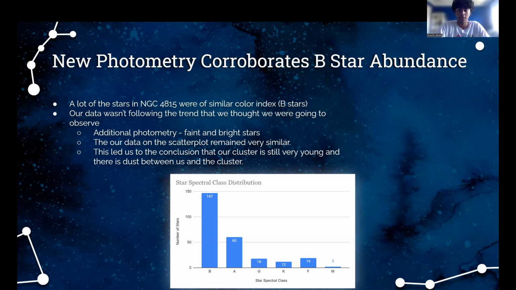Through our photometry, we noticed that this open cluster consisted primarily of young and bright B-class stars. Initially, this wasn't exactly what we expected, because there weren't that many stars that deviated from the data trend. So we decided to perform additional photometry on other faint and bright stars present in the cluster. We still noticed that NGC 4815 primarily consisted of B-class stars, and this led us to believe that NGC 4815 is a relatively young cluster with a lot of space dust in between, which would make sense because there aren't that many old and faint stars present.